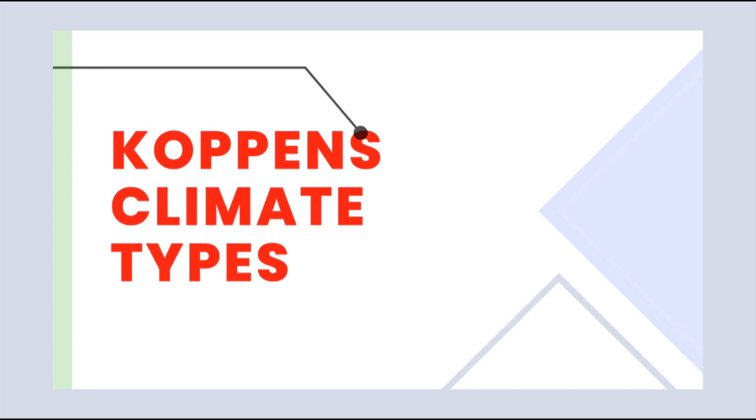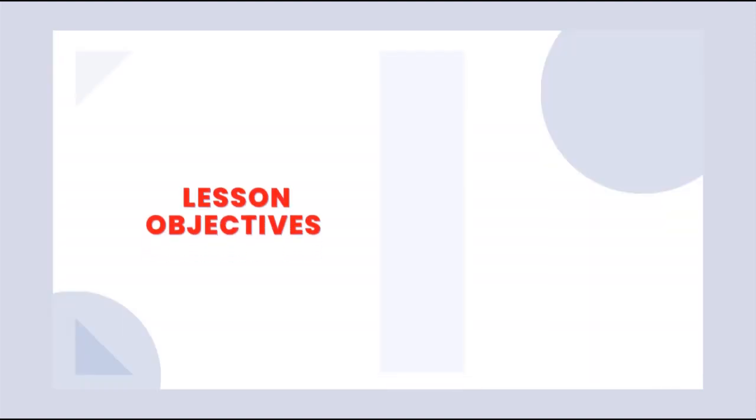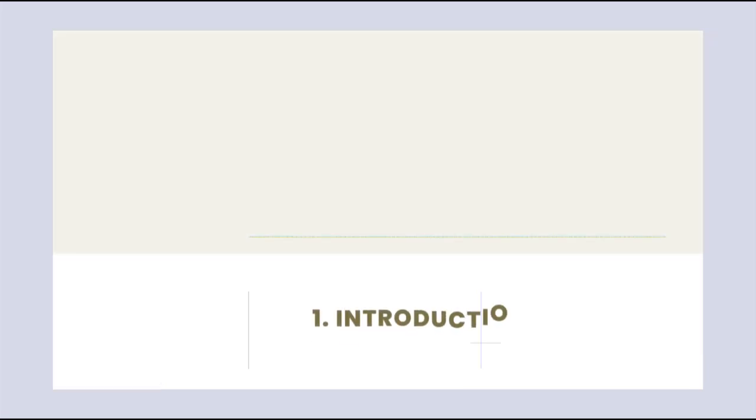Hello, my amiable students. In this lesson, we'll be looking at Koppens' classification of climate. That means the typologies that were propounded by Koppens in order for geographers to deal with climate. The objectives of these lessons are: 1. Background to Koppens' classification scheme. 2. Importance or merits of Koppens' classification scheme. 3. The criticisms or shortfalls of Koppens' classification of climate.